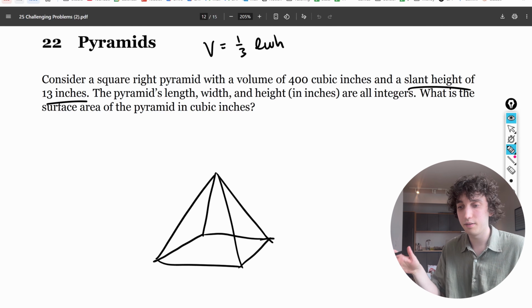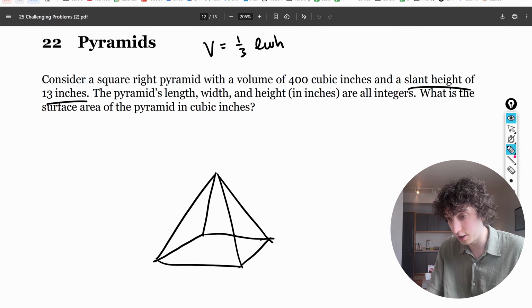Okay, I figured it out. I think this one's pretty solid. We're gonna go with this one.